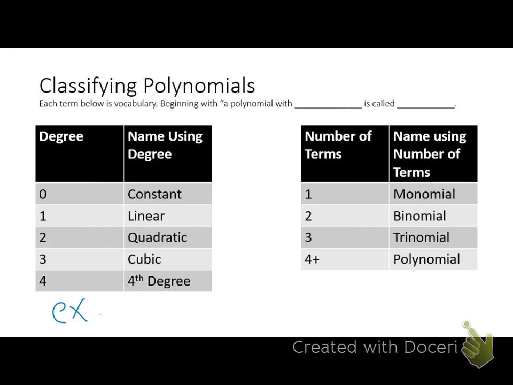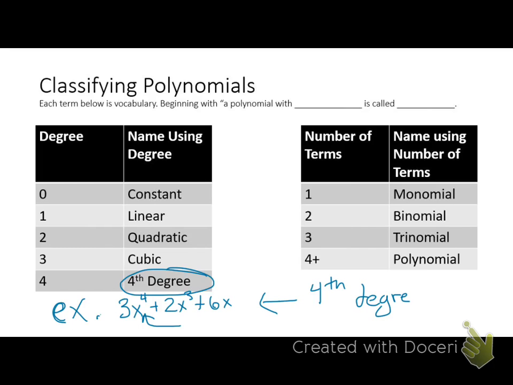my handwriting is not the greatest on here. I apologize, guys. So if I give you 3x to the 4th plus, I don't remember the rest of it, so I'll make one up. 2x cubed plus 6x. Okay, so this one would get 2 names. This one would be a 4th degree because this polynomial is degree 4, and it has how many terms? This one has 3, so this one is a 4th degree. Trinomial.